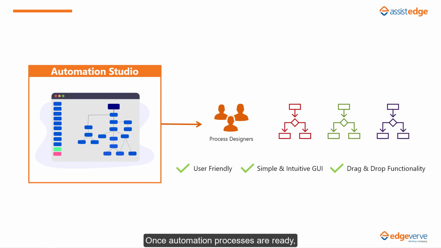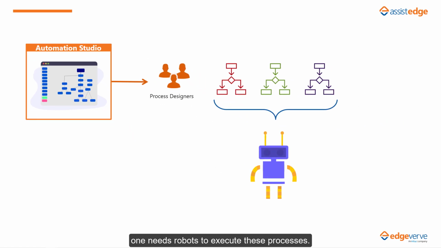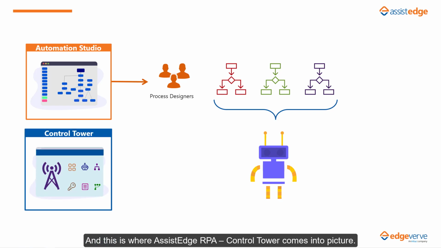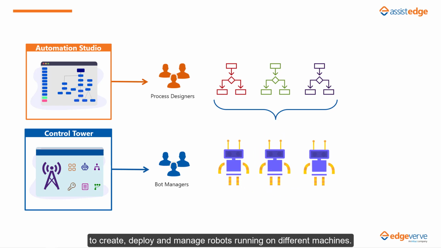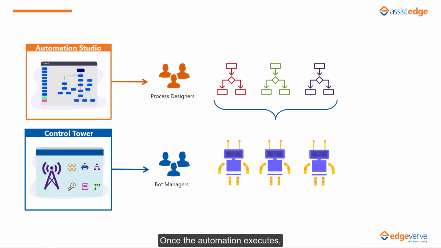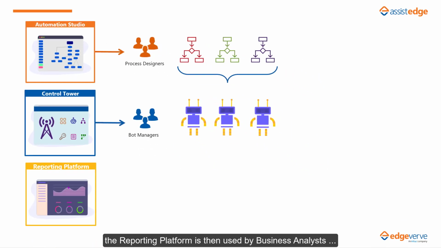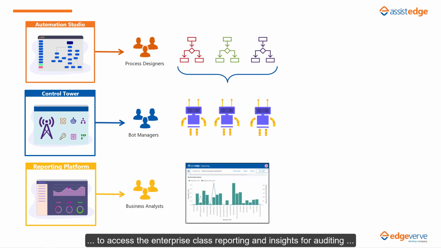Once automation processes are ready, one needs robots to execute these processes. And this is where AssistEdge RPA Control Tower comes into picture. Control Tower is a web-based monitoring system used by bot managers to create, deploy, and manage robots running on different machines. Once the automation executes, the reporting platform is then used by business analysts to access the enterprise-class reporting and insights for auditing and tracking the automation program effectiveness.